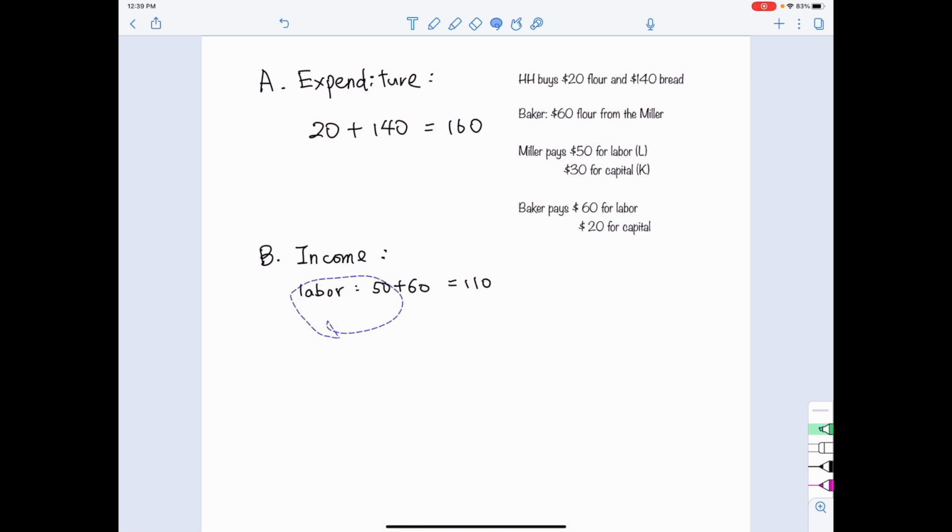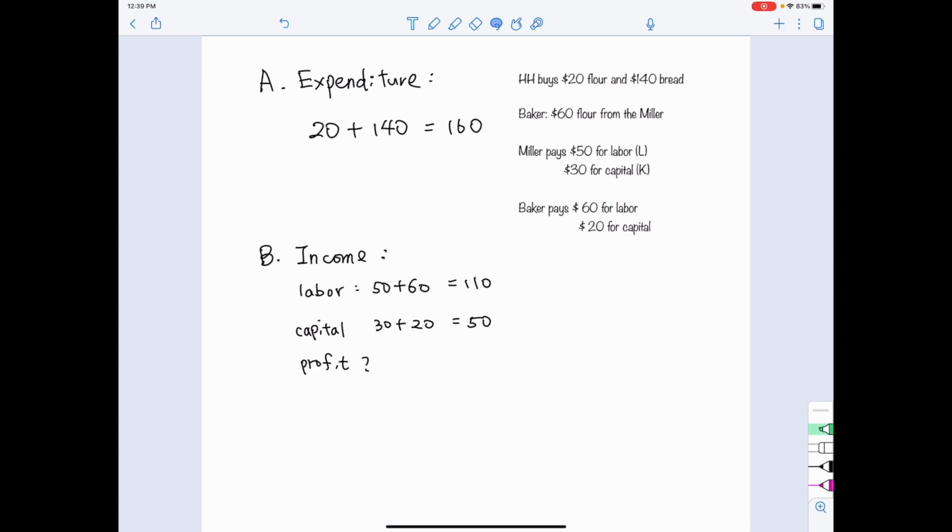And so the interest that they receive from providing capital will be 30 plus 20, which is $30 that the meter pays for capital and the $20 the baker pays for the capital, which add up to be the $50.